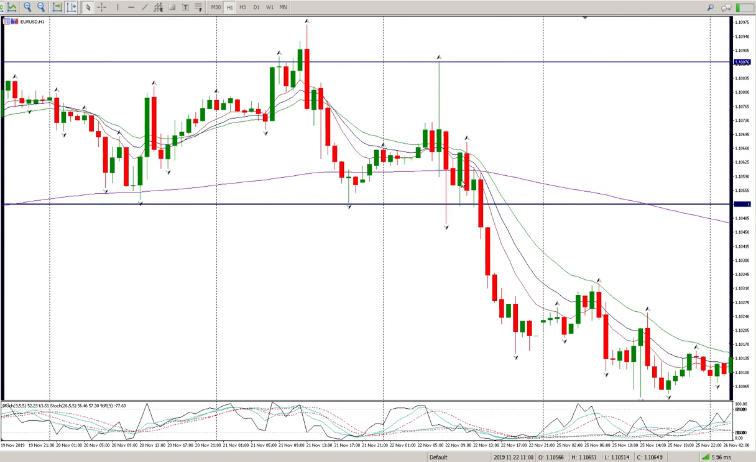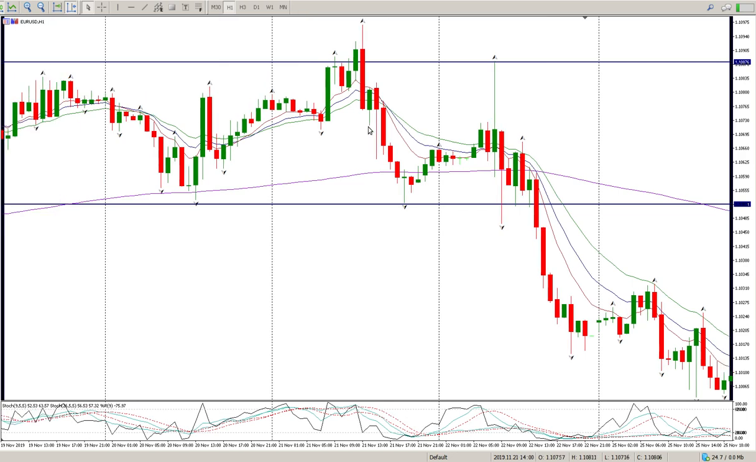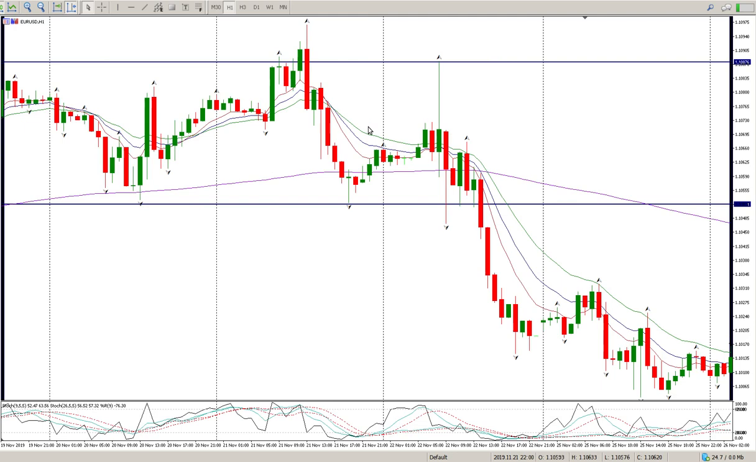Now in this scenario, there's no entry here. The entry was here on the rejection. So what are we looking for? We're looking for a break of the moving averages. We want the moving averages to cross over. They crossed over there. We don't want to get in when price is above and below the moving averages like this on the hour. That's just indecision. It's a green volatility. You don't want to get into that environment. You're looking for a clean break.